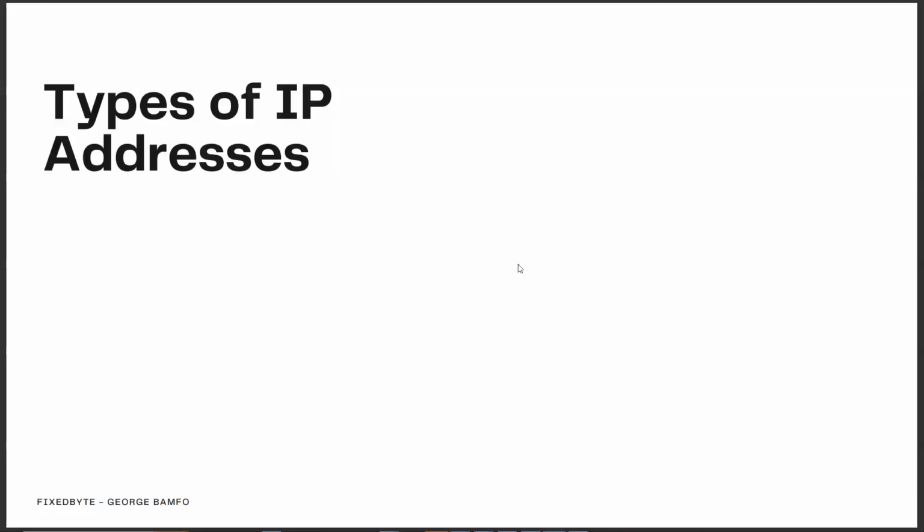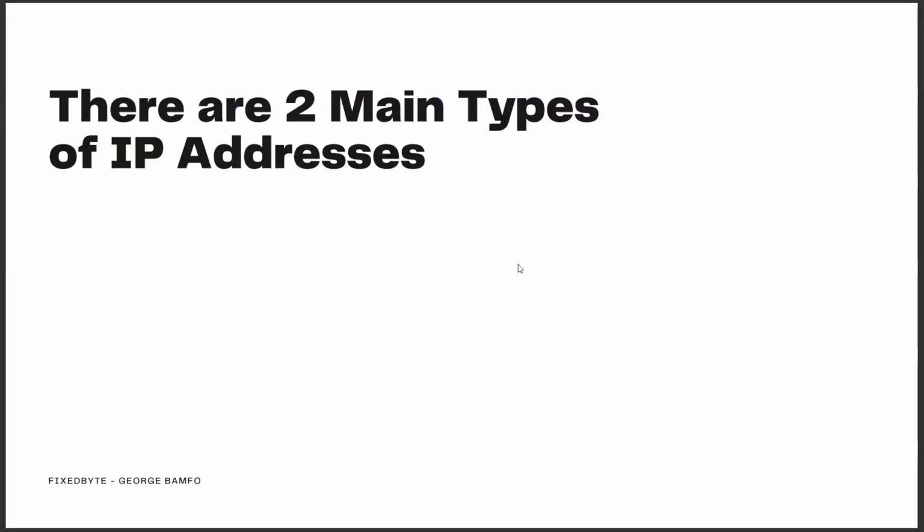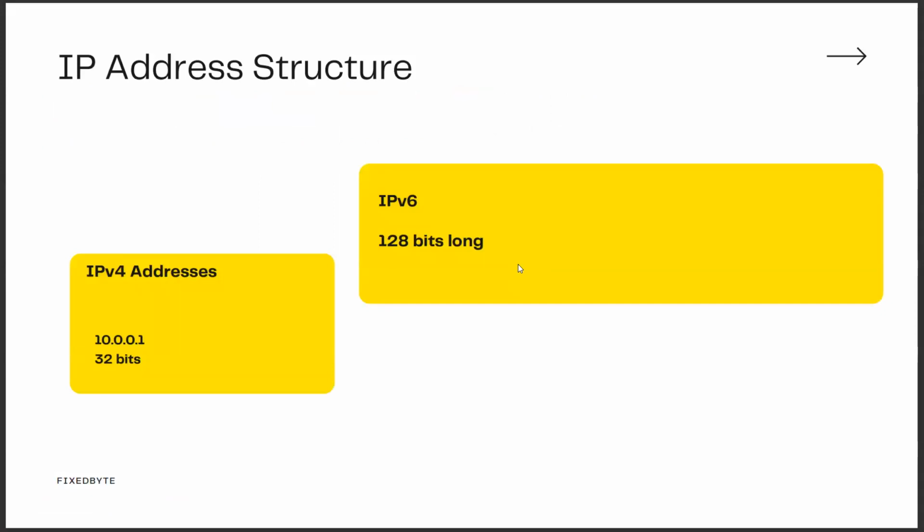So there are two main types of IP addresses. The first one is what we refer to as an IPv4 address. Normally, for those who have at least done a little bit of networking, you might have come across an IP address in this structure. So the IPv4 address, something like this on your computer. Maybe most of you may have something like 192.168.1.1 or something.